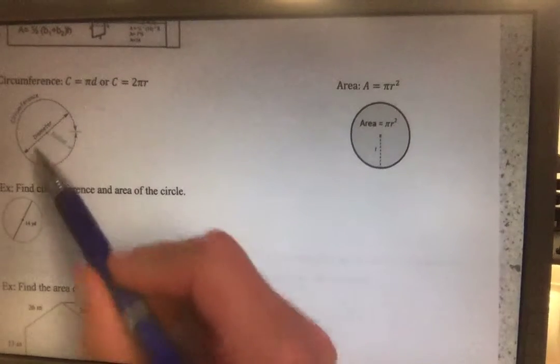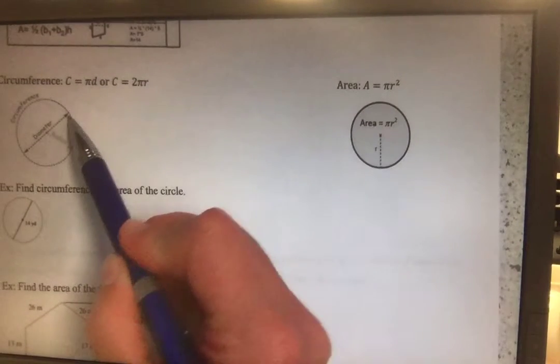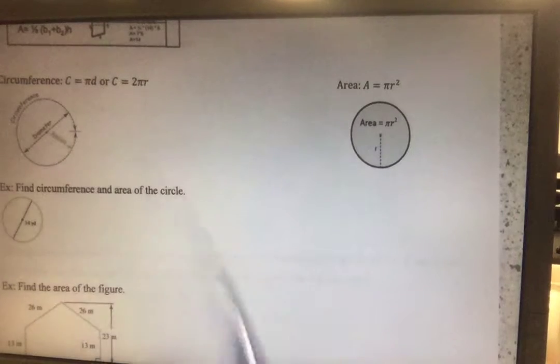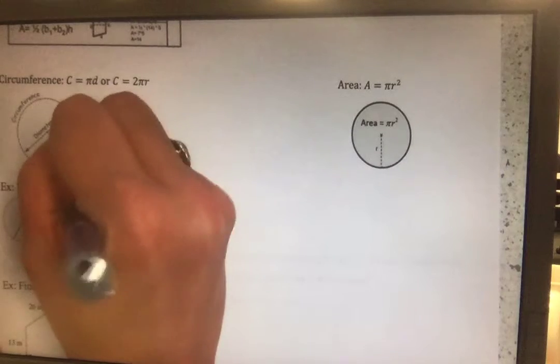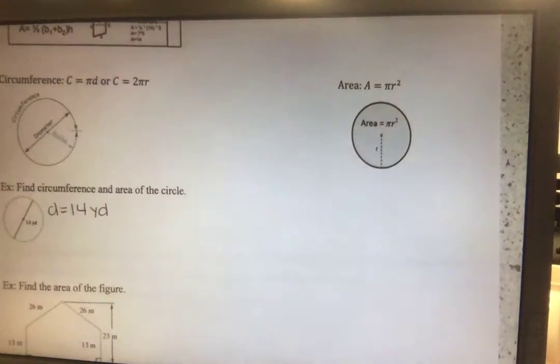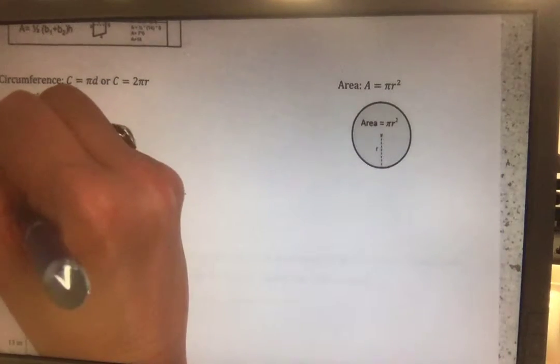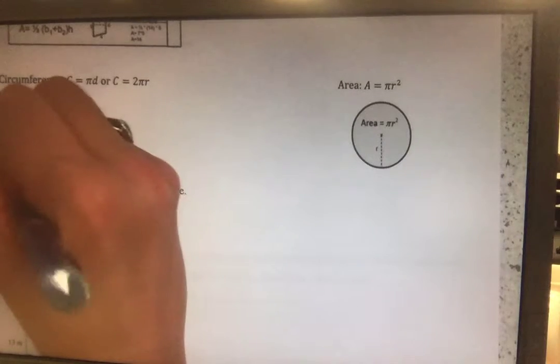Remember that diameter is the whole length across through the center. The radius is from the center to the outside. So our radius is half the diameter. So find the circumference and the area of the circle. So they give us that the diameter is 14 yards. While we're here, we know the radius is half of that. So we know the radius is going to be 7 yards.